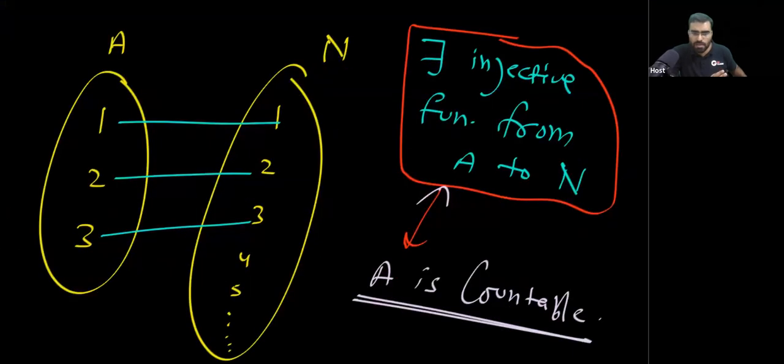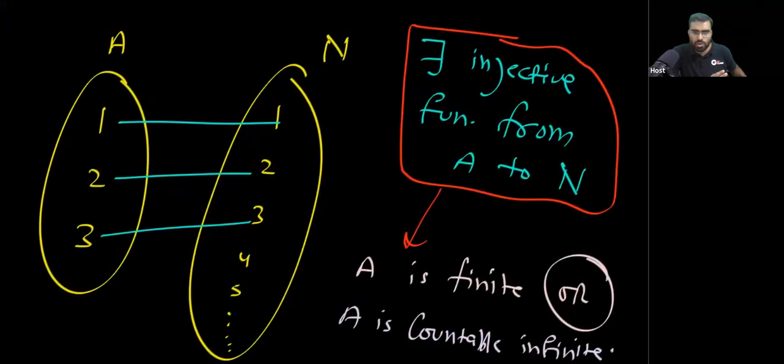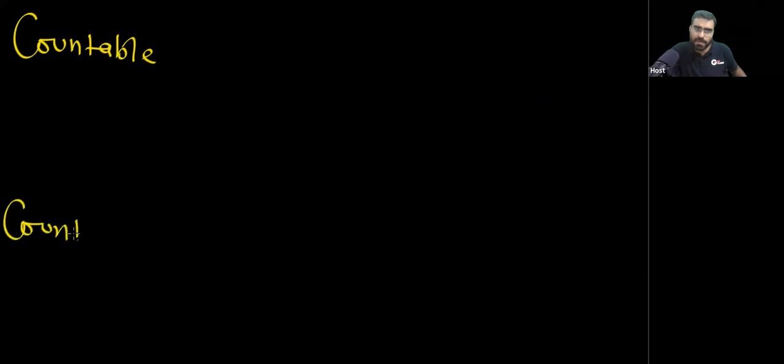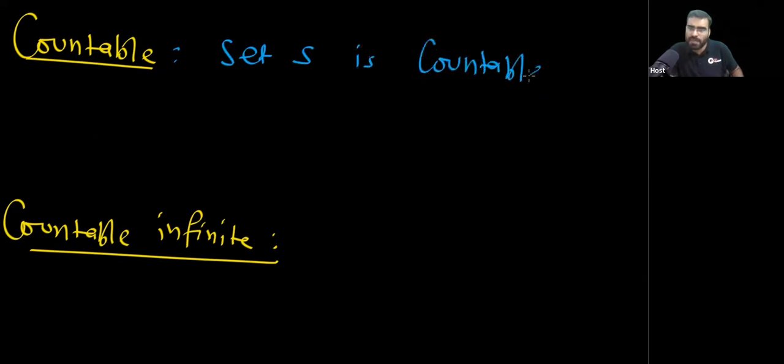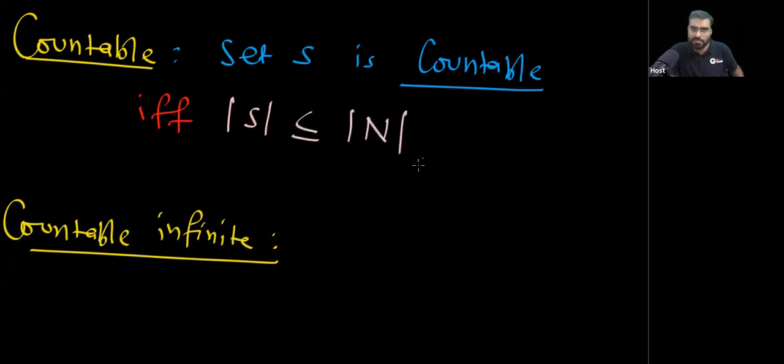Okay, so let's move on now. Remember this simple point. Again, I'm telling you, please don't make a mistake. What is the definition of countable, and the definition of countable infinite? What is the difference? Countable simply means that set S is countable. When can I say set S is countable? If and only if there exists an injection, if and only if set S cardinality is less than or equal to set N cardinality.